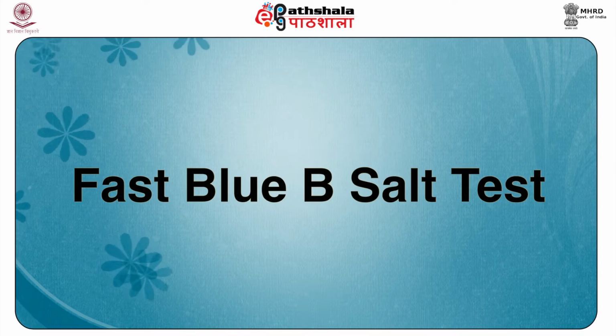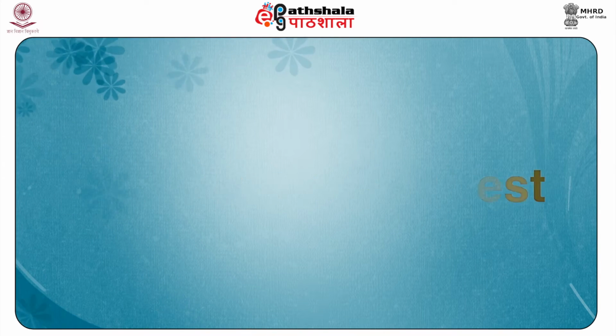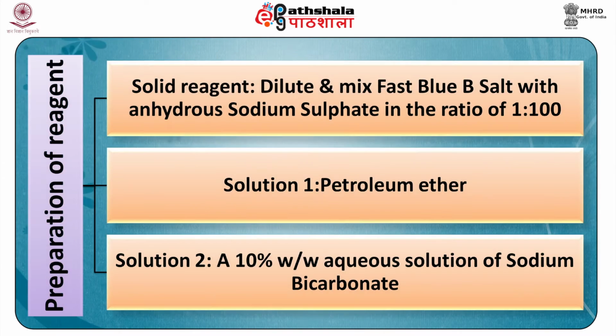First is fast blue B salt test. First is the filter paper method. Preparation of reagent: solid reagent. Dilute and mix fast blue B salt with anhydrous sodium sulfate in the ratio of 1:100. Solution 1 is petroleum ether. Solution 2 is 10% weight by weight aqueous solution of sodium bicarbonate.